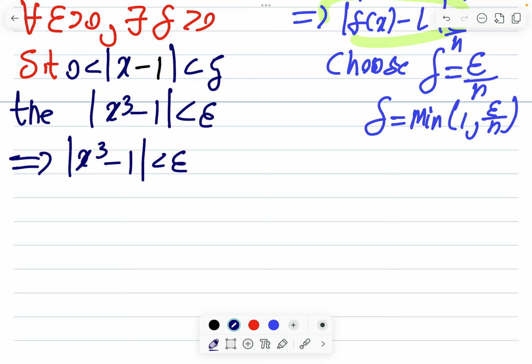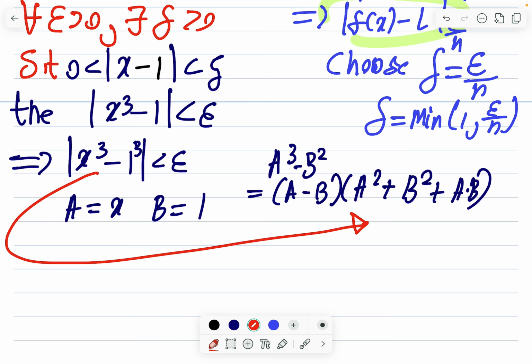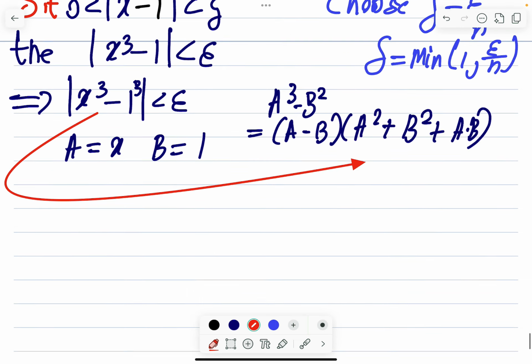You see, now you are going to apply the algebraic formula. You know a cubed minus b cubed equals to what? Equals a minus b into a squared plus b squared plus a multiplied by b. Understand? So remember, 1 is the same as 1 cubed. So it means your a equals x, your b equals 1. So you are going to take this and apply it here. Understand? You are going to apply that.